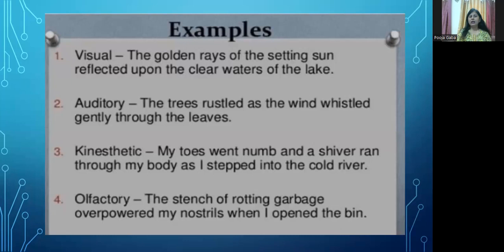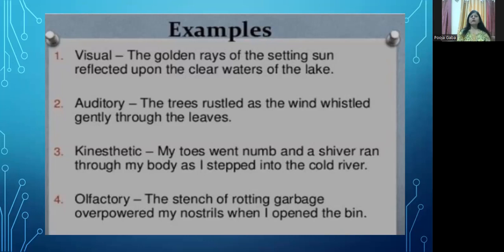See this example. The golden rays of the setting sun reflected upon the clear waters of the lake. Now, when we read this piece of writing, the image of setting sun on a lake comes in our mind. So that's why it is called a visual imagery. Now, auditory imagery, as the name says, is related to sounds. When we read some text and some image or some impression of sound comes in our mind, that is auditory imagery.